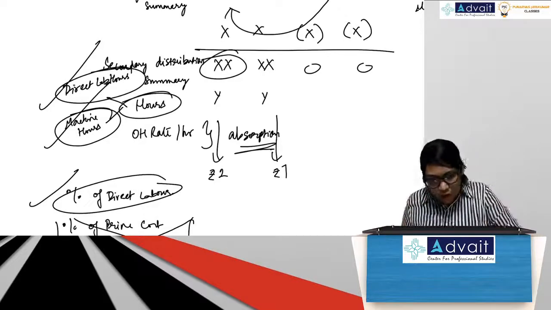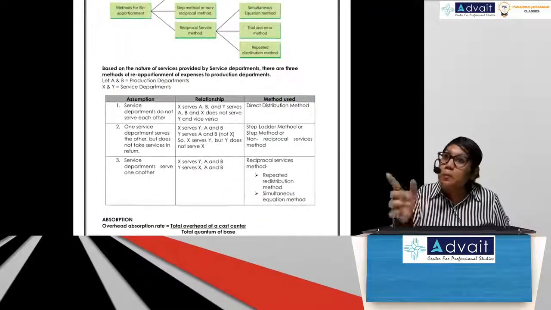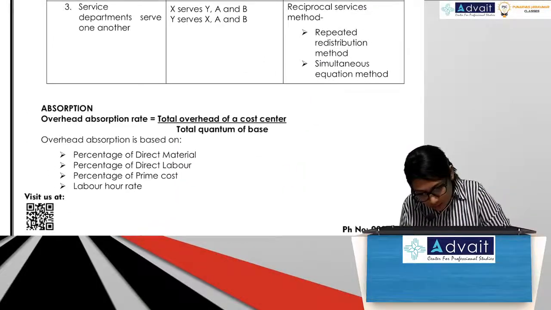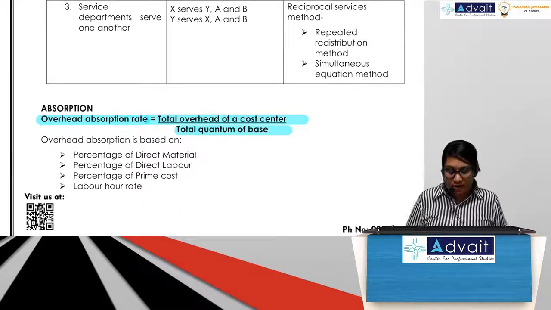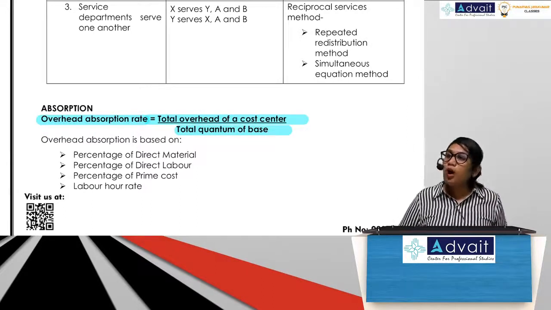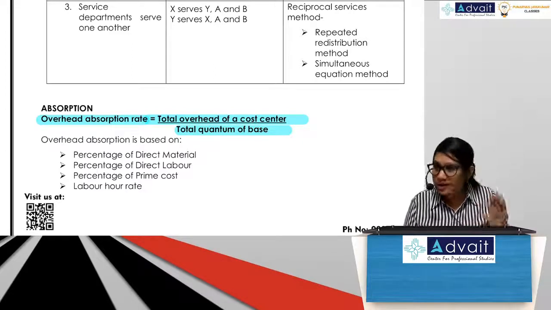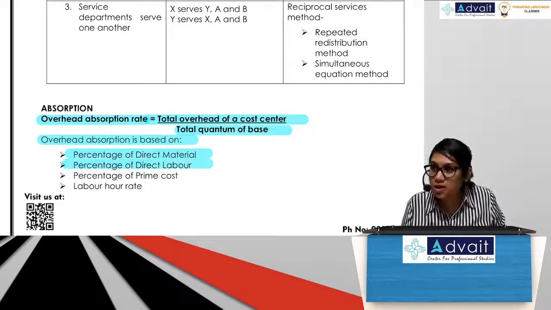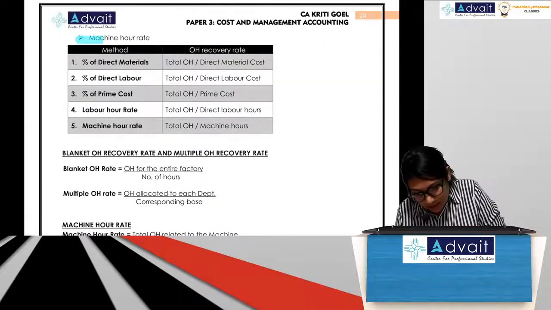So I have not yet done the methods of reapportionment. We will do it. So see here, absorption. Absorption rate will be total overhead of a cost center divided by total quantum of base. Base could be anything. Usually it is machine hours or direct labor hours. So overhead absorption is based on percentage of direct material, percentage of direct labor, percentage of prime cost, labor hour rate, machine hour rate.